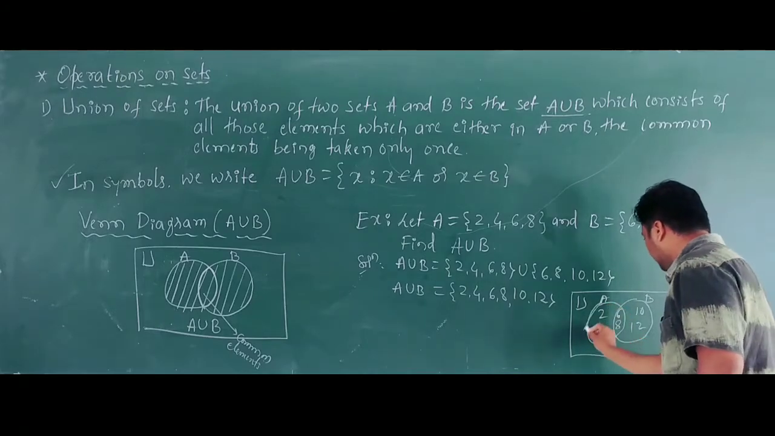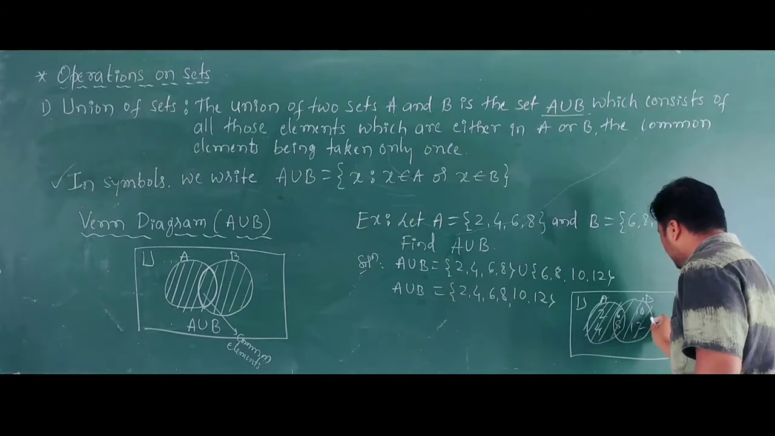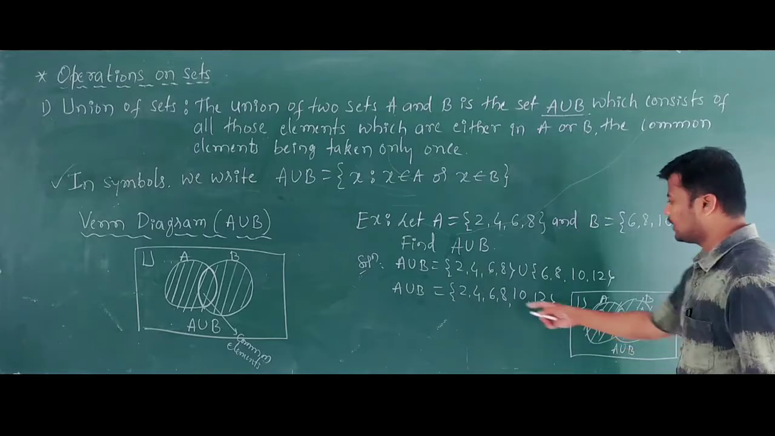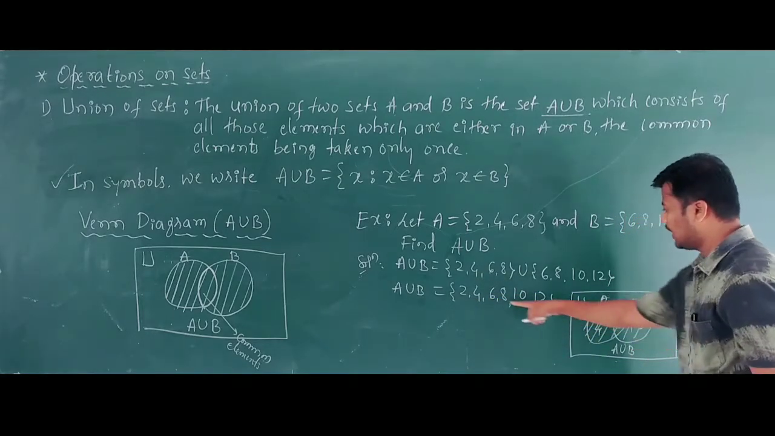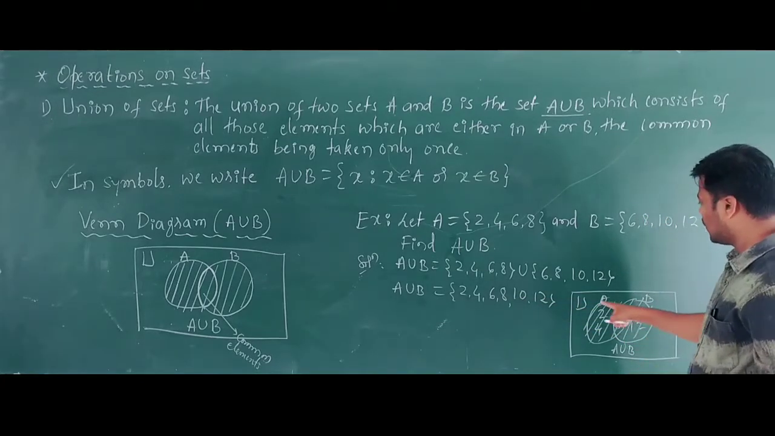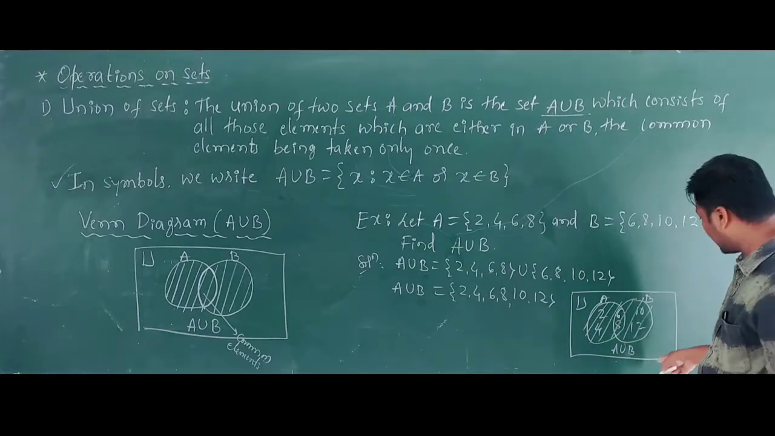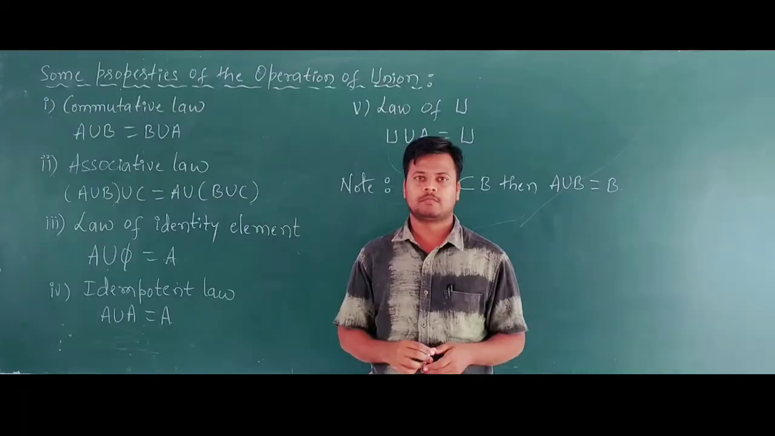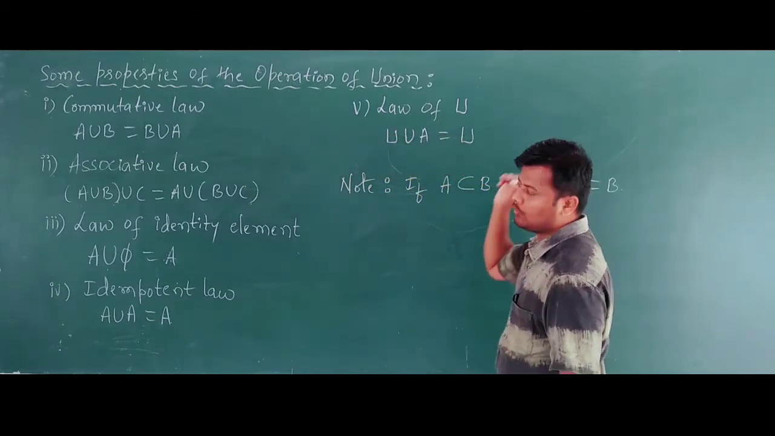So this is the region of A union B. The shaded region is the A union B. See, these are the elements that have come here: 2, 4, 6, 8, 10 and 12. So this is how we represent A union B using Venn diagrams. Is it clear? Note down. Next, some properties of the operation of union.